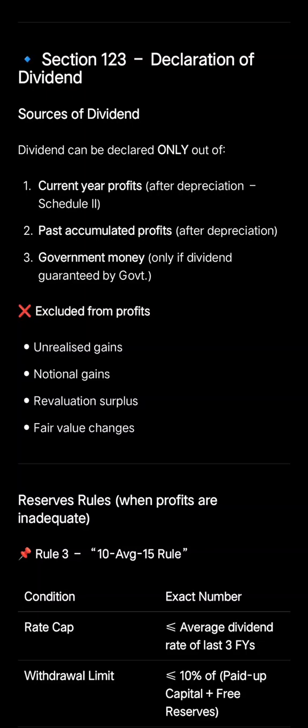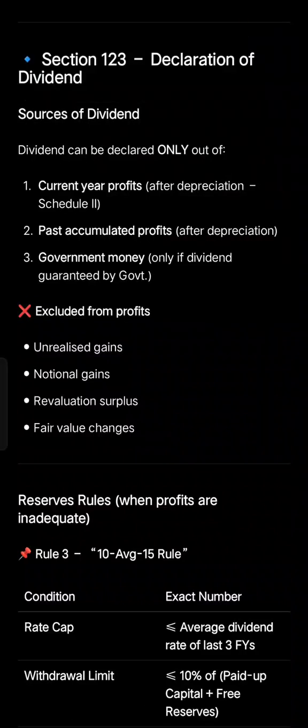Section 123, Declaration of Dividend. Sources of dividend. Dividend can be declared only out of current year profits, that is, after providing for depreciation. That is one source. Another is past year accumulated profits, also after providing for depreciation. And the final source is government money. If any government grants are provided by the government, then it can be declared along with the dividend.